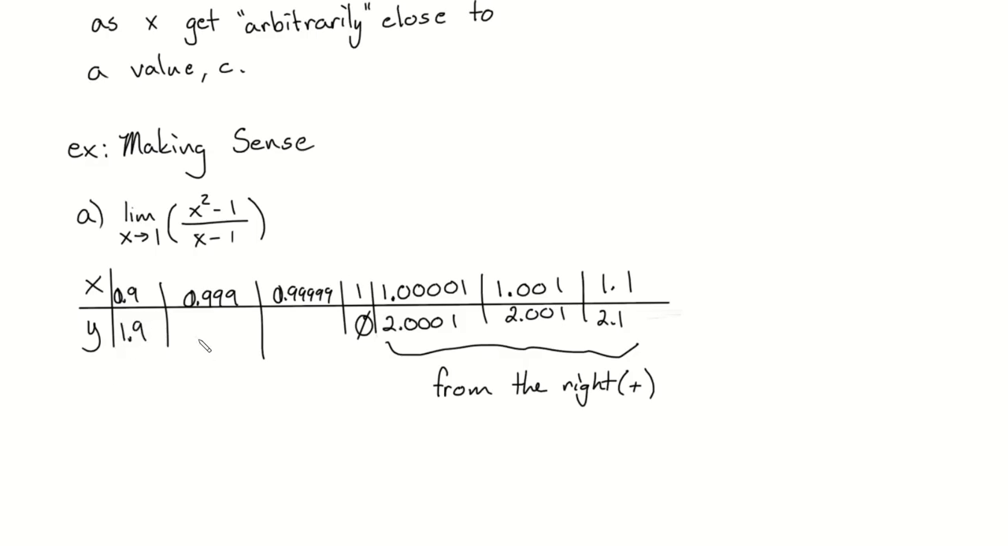1.9. Okay. How about at 0.9999? Huh. How about at this one? It's probably the same thing, right? 1 point, but just more 9s.